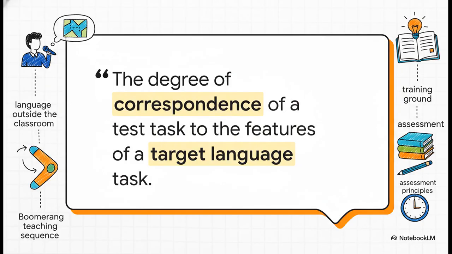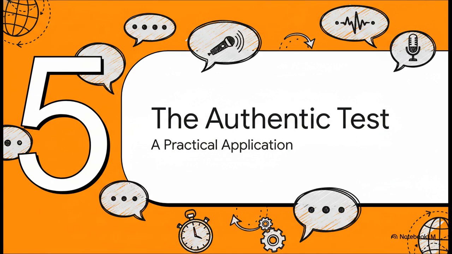And don't just take my word for it. Bachman and Palmer nailed this idea back in '96. Authenticity is all about how closely our test task mirrors a real-world task. That's the goal. And a boomerang lesson is basically the perfect training ground for exactly that. So, let's make this super concrete. Let's talk about how we use this exact framework at IELTS FOCUS to prepare students for something as high stakes as the IELTS speaking test.